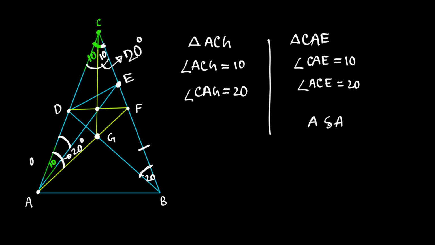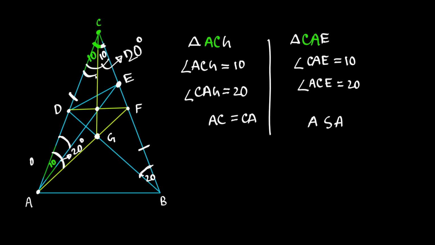We need the side between them. If that is equal, then these two triangles I am talking about are congruent. So are they congruent? Let's see. ACG and CAE both have a common side, and they are equal. AC is equal to CA, and both of them contain these two angles.